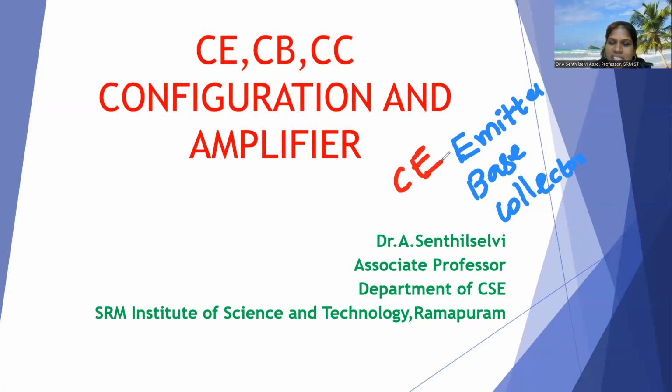If you take base as common between input and output, that is called common base configuration. If you take collector as common between input and output, it is called common collector configuration. Now you know what a configuration is. Actually, a transistor consists of 3 terminals. If you give an input and want to take output, we should use 2 terminals. So among the 3 terminals, any one is taken as common between input and output. This is about configuration.